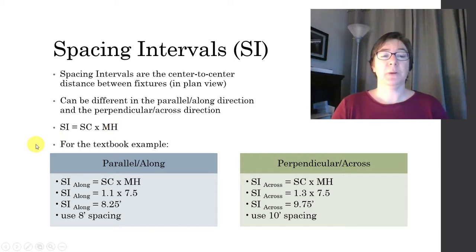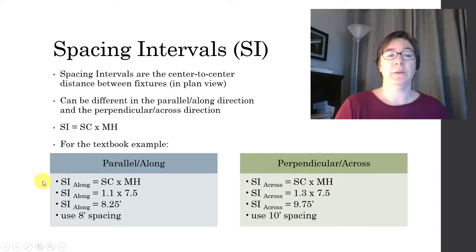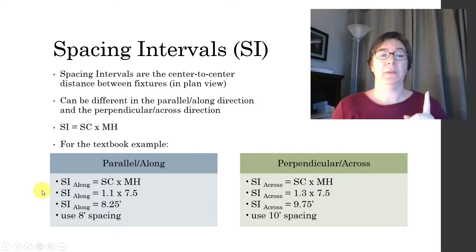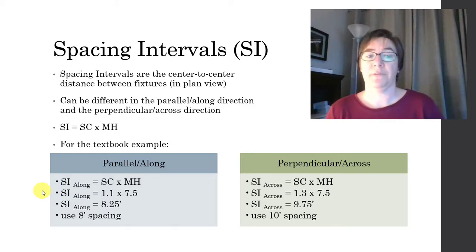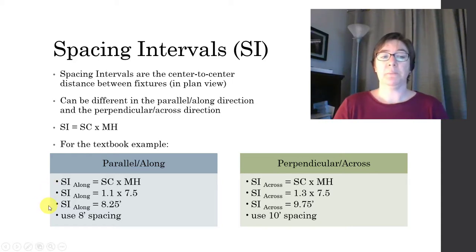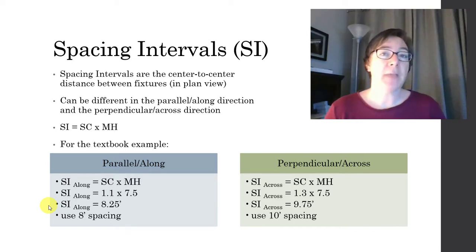For the textbook example, your parallel or along direction: the spacing criteria was 1.1, your mounting height was 7.5 feet, and so you multiply those and you get your spacing interval of 8.25 feet. Now you can use 8.25 feet, or you can round it and use an 8-foot spacing. Let's try it in the perpendicular direction next.